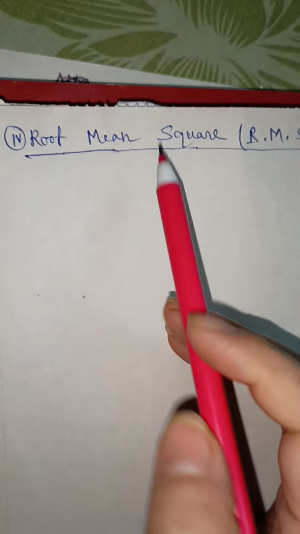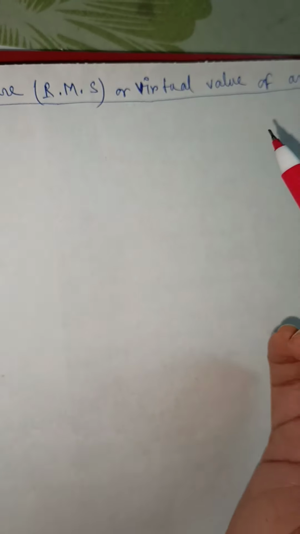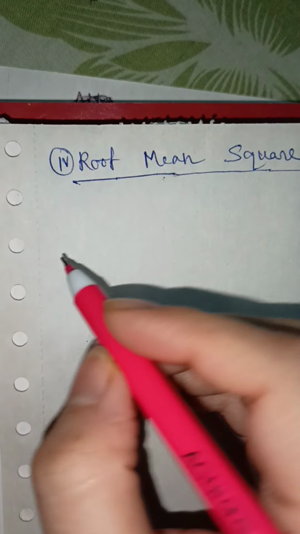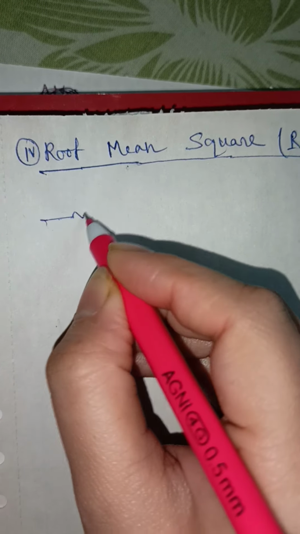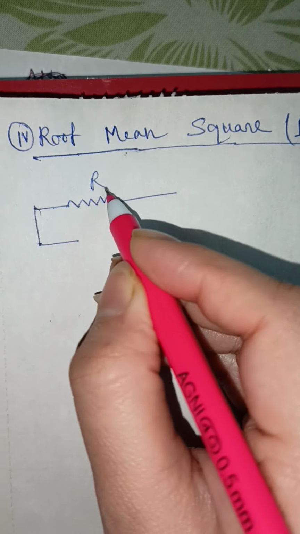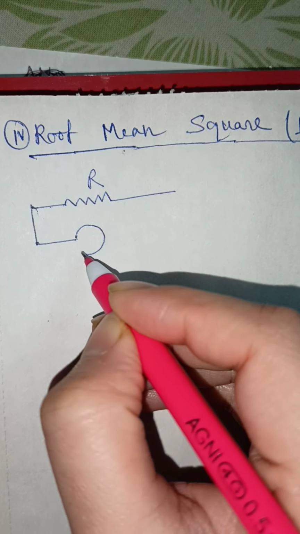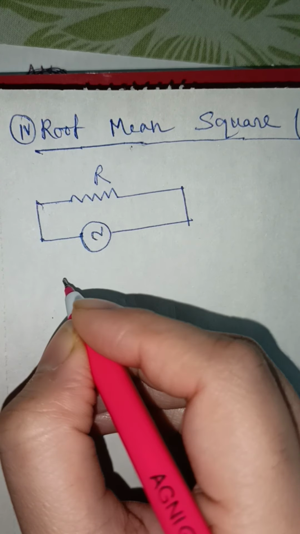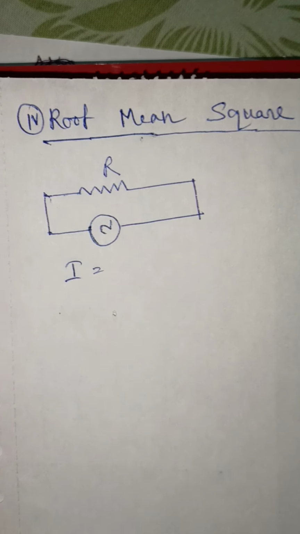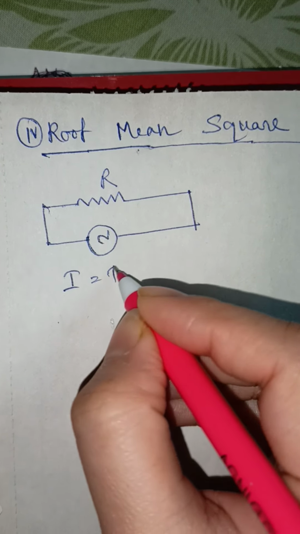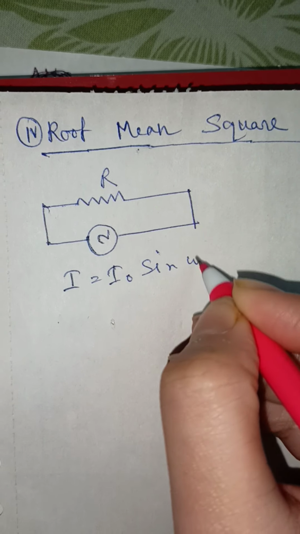So today I will discuss root mean square, or RMS, or virtual value of AC. To find this we have to assume a circuit. Suppose this is a resistance R which is connected with an AC source, and the equation of current of this AC source equals, suppose, I naught sine omega t.